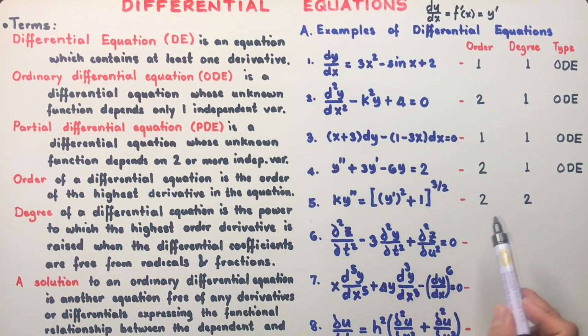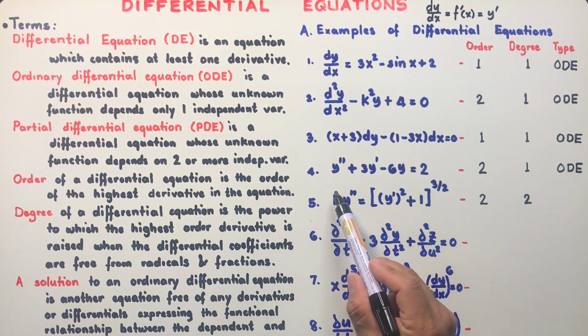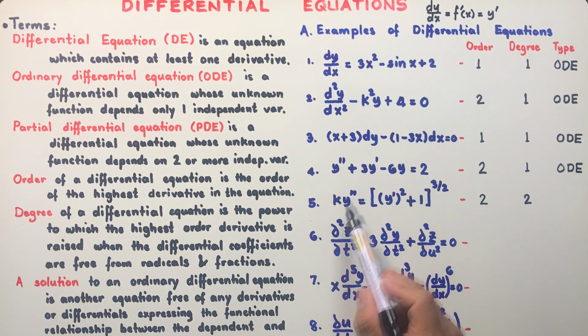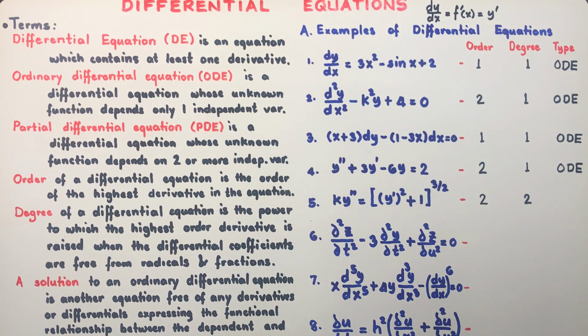That's why we have a degree of 2, because when you simplify by squaring both sides of the equation, the exponent of y double prime becomes 2. Now, this is another example of an ordinary differential equation.